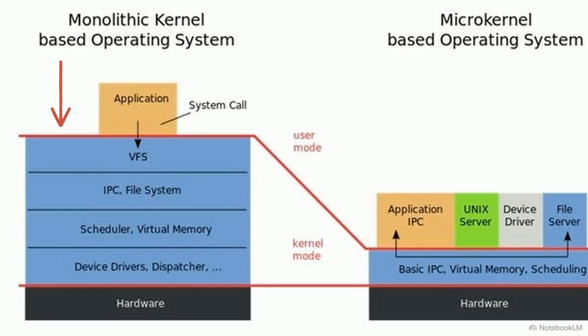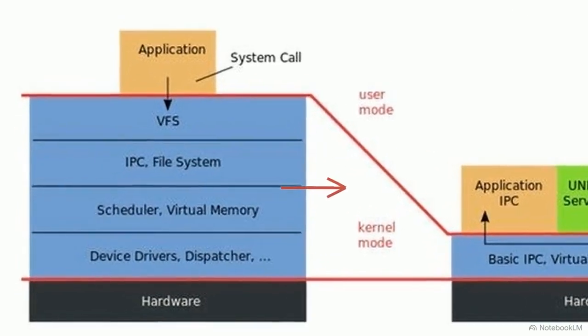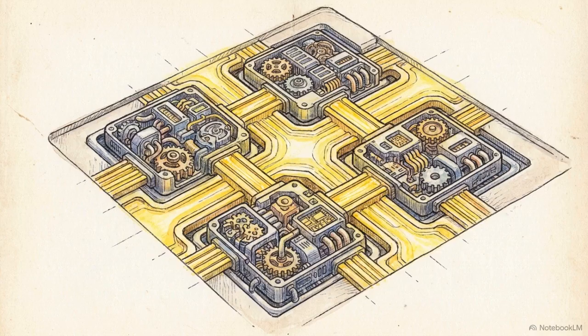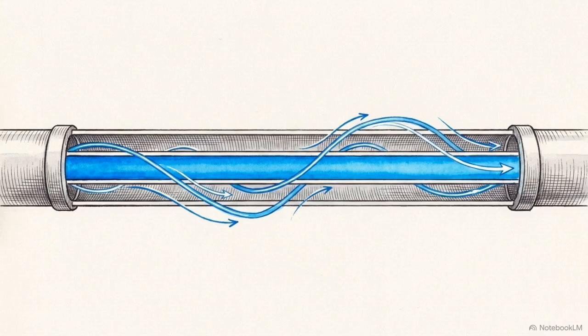This diagram illustrates the monolithic architecture. That red line represents the privilege boundary. In a monolithic design, the operating system places every core subsystem directly below that line. File systems, IPC, the scheduler, memory management, and device drivers are trapped together in kernel space. Because these components share the exact same memory space, they communicate instantly. There is zero friction between them, giving the monolithic design a significant performance advantage.